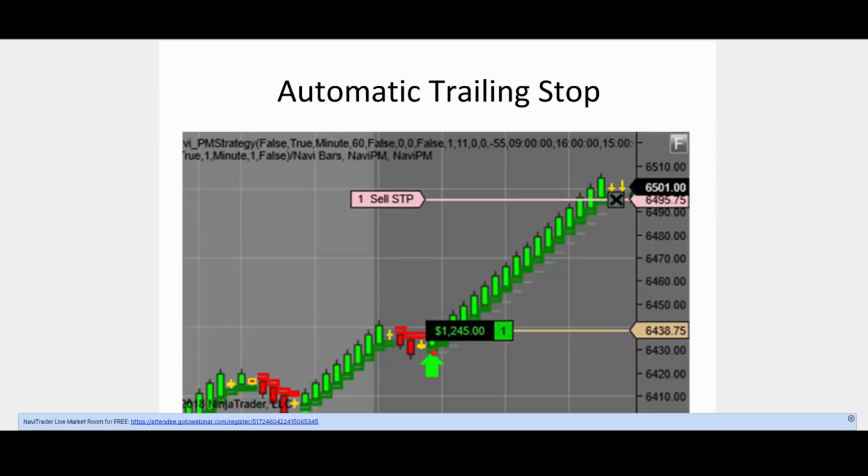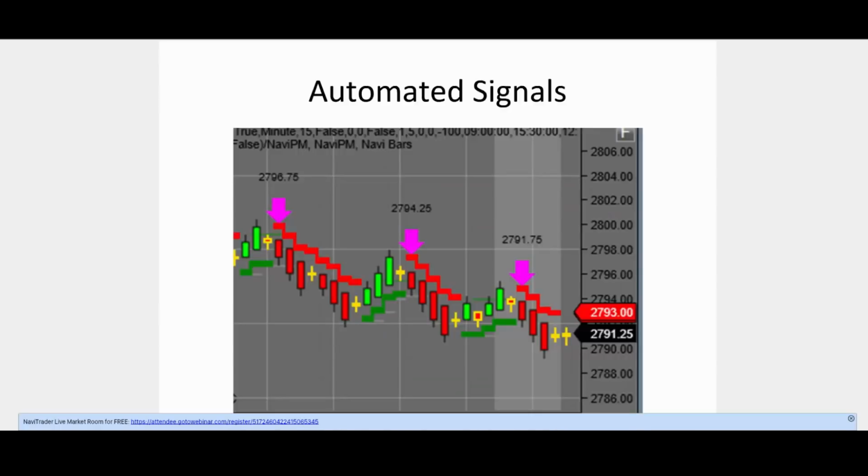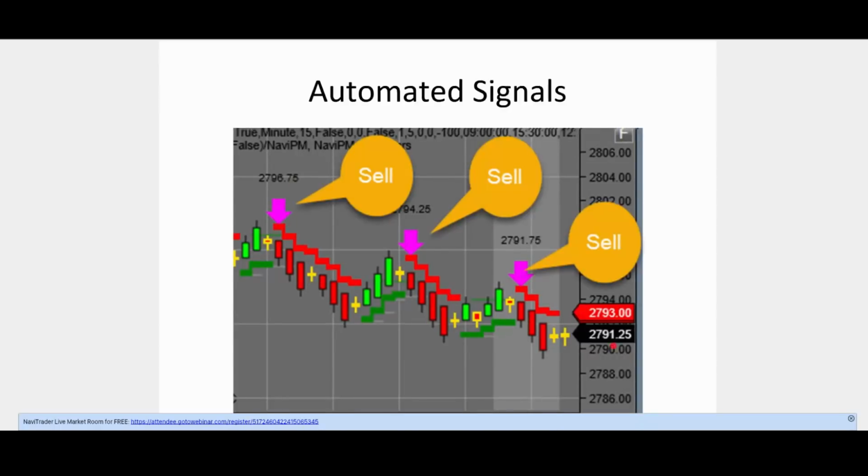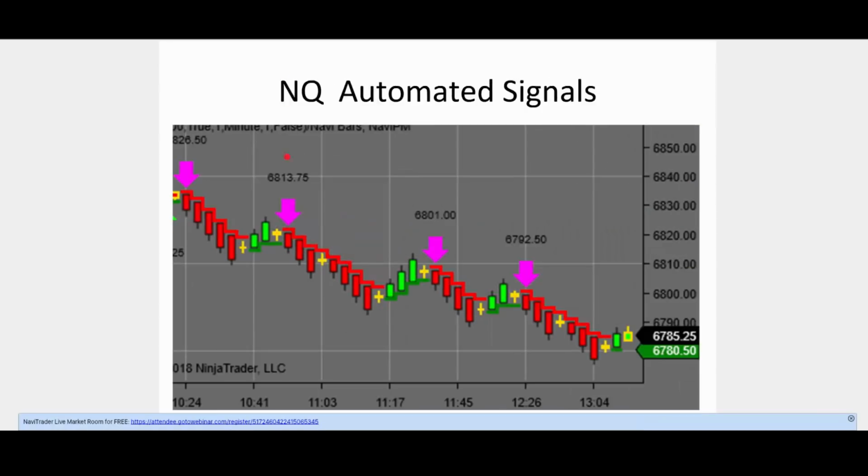All right, so here's an example where we entered a long trade based on this signal, and the trailing stop, you can see, was managed by the system. So move up, trailing stop. Whenever we come down, hit the trailing stop, which eventually it will do, then you're out of that trade. Okay, so magenta arrows are the sell signals. Again, more sell signals here.